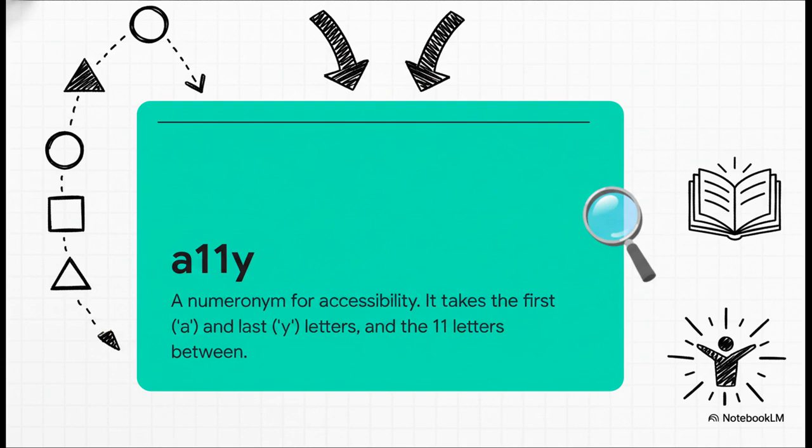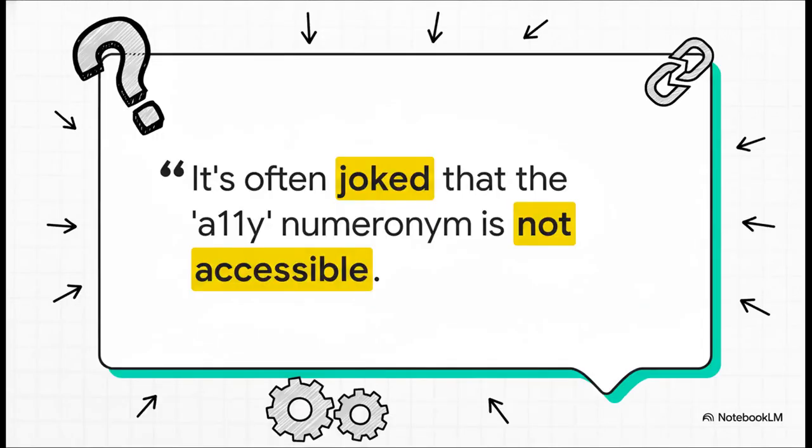Now, if you spend any time at all on this topic, you are going to see this term A11Y. It looks kind of like code, but it's really just a shorthand called a numeronym. It's simple, really. You take the first letter, A, the last letter, Y, and then you just count the 11 letters that are in between. And boom, you get A11Y. And yeah, the irony is not lost on anyone. It's a running joke in the community that the word A11Y isn't very accessible itself until someone explains it to you.